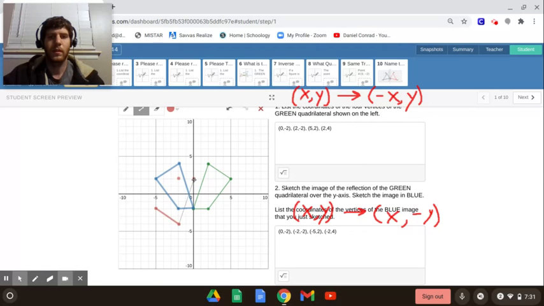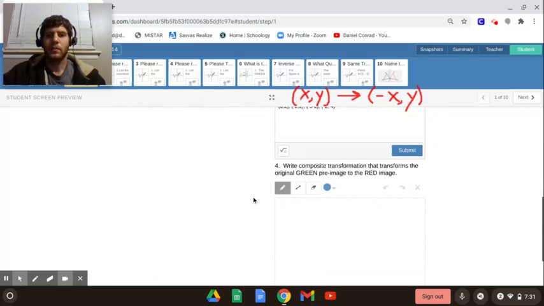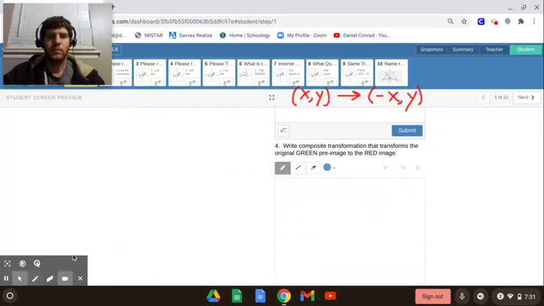And there's our reflection. Okay, reflected over the y, and then we reflect it over the x. Okay, so that gets us to question 4 here. And let's answer on theirs. So it says write a composite transformation. So whatever comes first has to be the second thing we write, and then whatever comes last is the first.